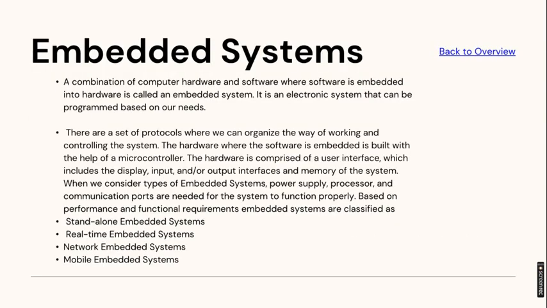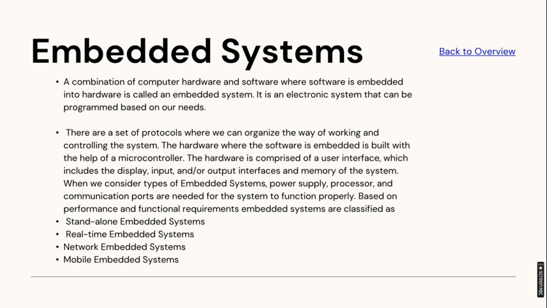An embedded system is a combination of both hardware and software which is used to perform a specific task, for example, a washing machine. There are a set of protocols we can use to organize the way of working and controlling a system. Based on the type of performance and the functional requirements, embedded systems are classified into four types: standalone embedded system, real-time embedded system, network embedded system, and mobile embedded system.